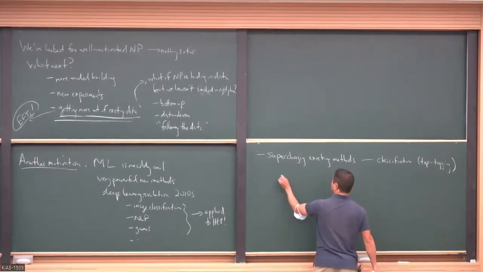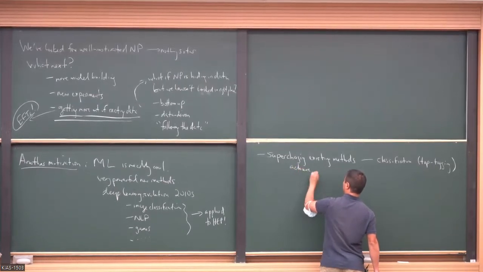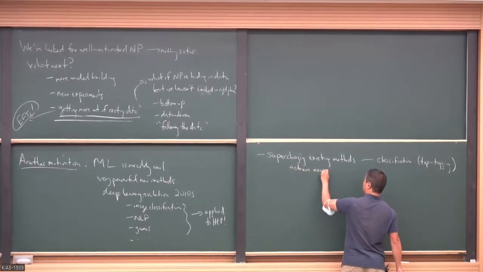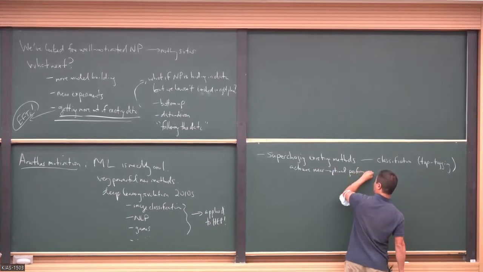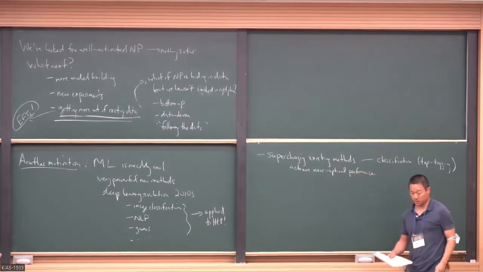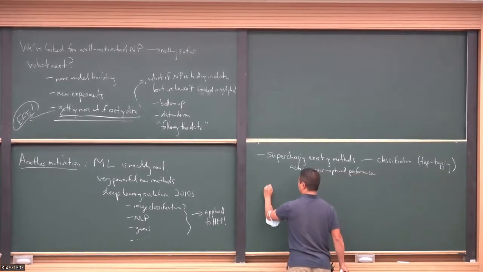So we can supercharge existing methods and achieve, in some cases, we can even show that we can achieve near optimal performance. Okay, in some cases where you can quantify that, you can show that you can achieve near optimal performance.